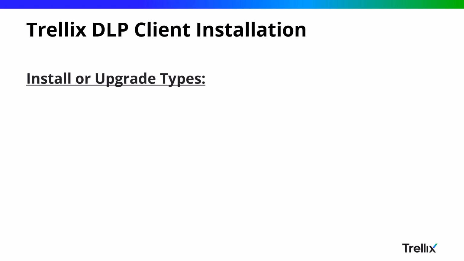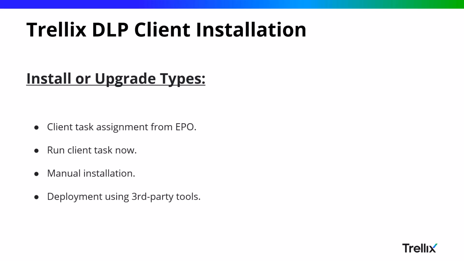In this slide, we are going to see the different types of DLP client installation or upgrade. The installation or upgrade of the product can be performed through various ways as described in the slide. The most used option is the client task assignment from the EPO console. The client-side deployment can be performed within the EPO console by creating the client task and assigning it to the client systems. With this method, the task can be scheduled as per the customer needs to run on the client systems. This method is a recommended way of installing or upgrading the Trellix products.